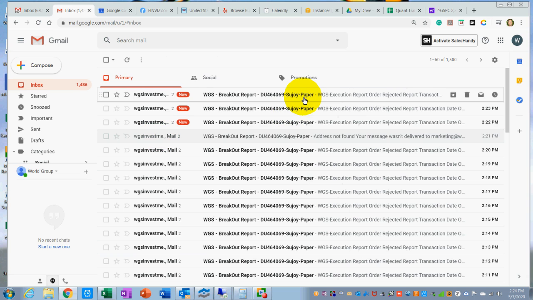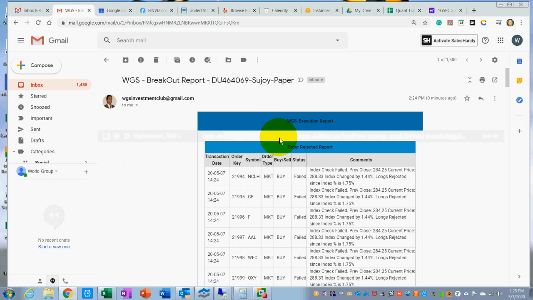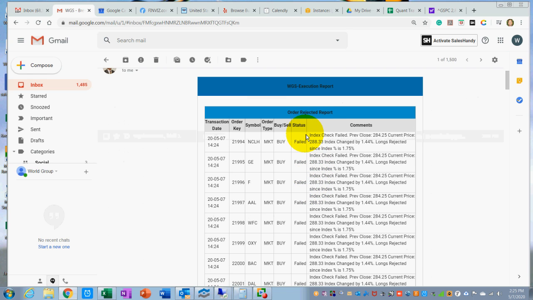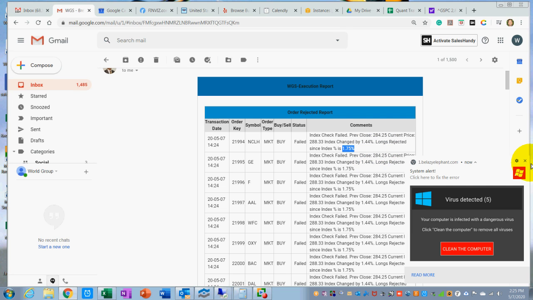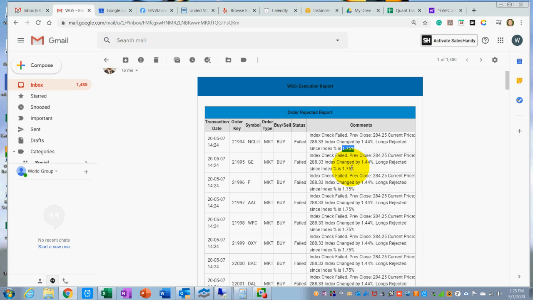You see again we got a few more new reports. So you can see that it rejected, the index failed. Previous close is 284.25, the current is 288, a change of 1.44%. It is supposed to be over 1.75% and hence the rejection. So it got rejected on the very first step.